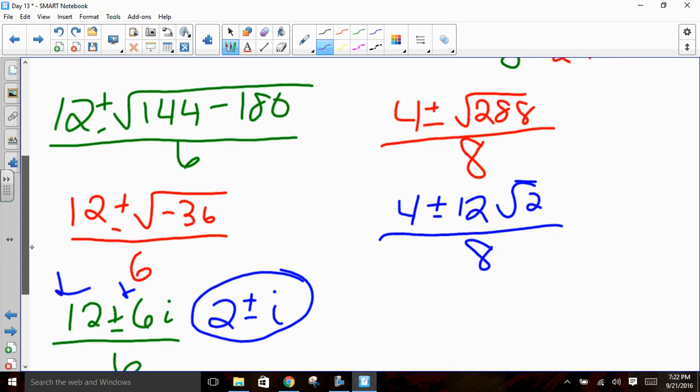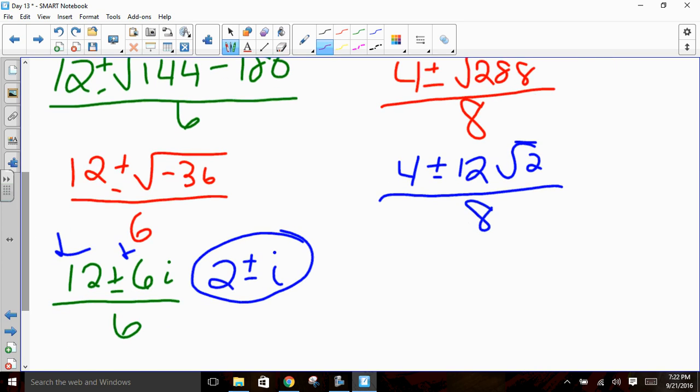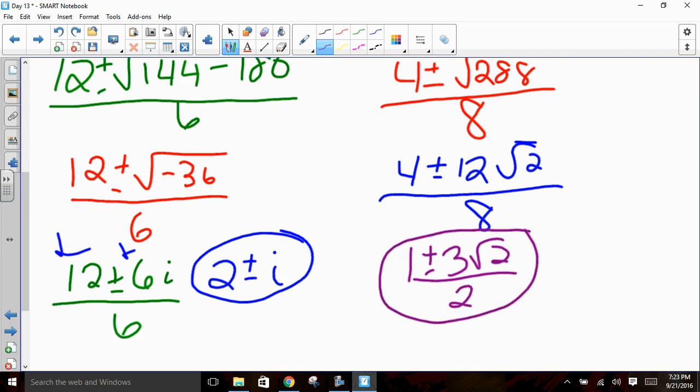Well, in that case, I want to see if I can divide all numbers by a different number then. Well, I can divide 12, 8, and 4 by 4, so let's go ahead and do that. So 4 divided by 4 gives me 1. 12 divided by 4 gives me 3. The square root of 2 does not change, and that's all over 2. The reason being is I want to try and reduce all of these fractions as low as I possibly can. So if I cannot reduce it by just the denominator, then I look to see if there's another number that goes into it that I can divide by.